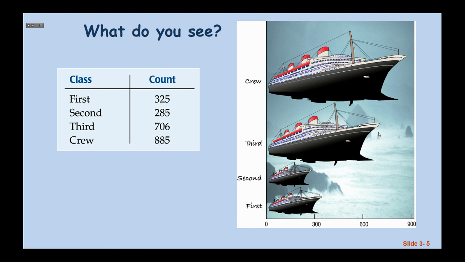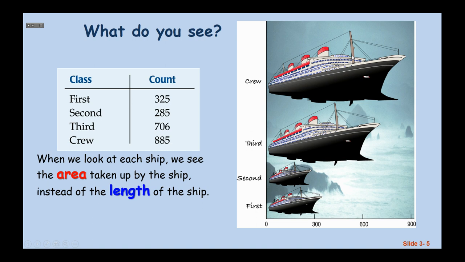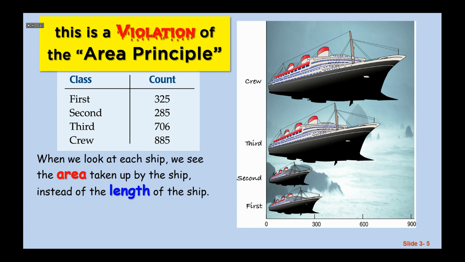Now with the next few slides, we have some errors in graphical displays, such as this one, where you can see, okay, first class had 325 people, so a little bit more than 300, we have that. The second class is 285, a little less than 300. But the problem with that is this is violating something called the area model. When we look at the ship, we see the area that it's taken up, not just the length. And so this violates the area principle.